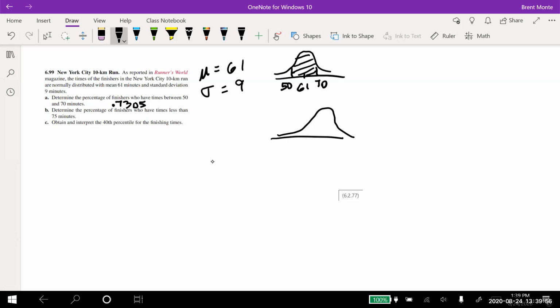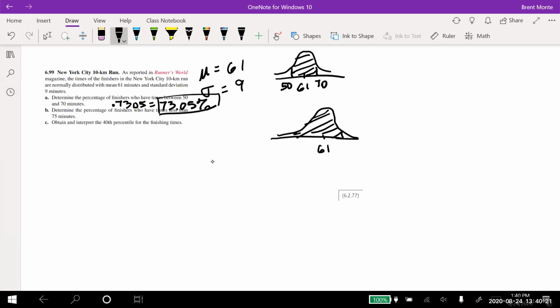Well, again, there's our normally distributed curve. It looks a little left skewed, but we'll just pretend it's close enough. 61's still in the middle, so 75 must be over here someplace. And I want to know the percentage of runners with times less than that. And again, it said percentage, so I have to move the decimal here. 73.05% would be the answer here.